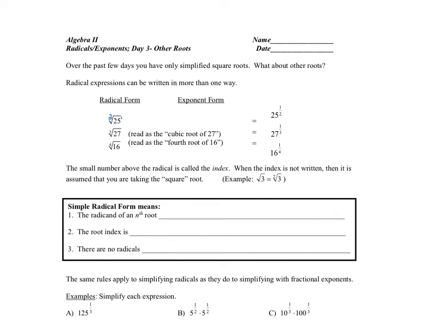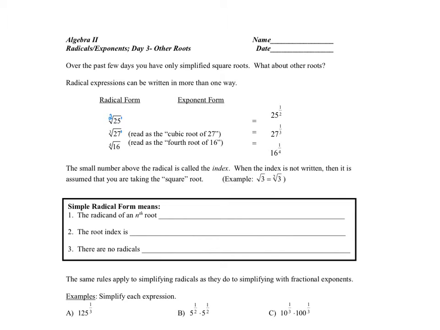So let's look at the next two examples, use that same thought process to write them in exponential form as well. So the cubic root of 27, again, you can think about that invisible 1, okay, that lives underneath, it's the exponent, 27 to the first power. So we can rewrite it as 27 to the 1/3. The fourth root of 16 can be rewritten as 16 to the 1/4. So the small number above the radical is called the index. Okay, so the index is the 2, the 3, and the 4 in these examples. When the index is not written, we know that we're implying that we're taking the square root.